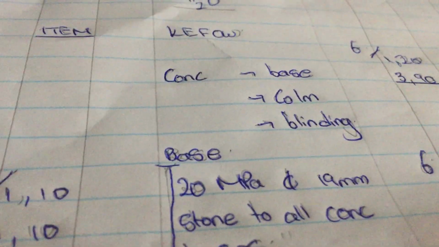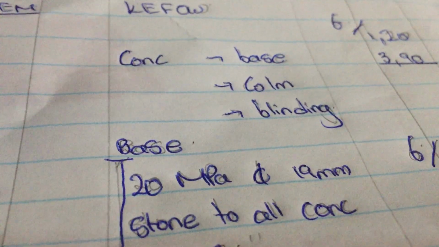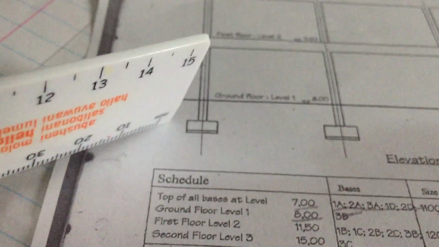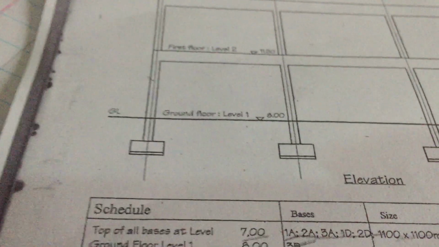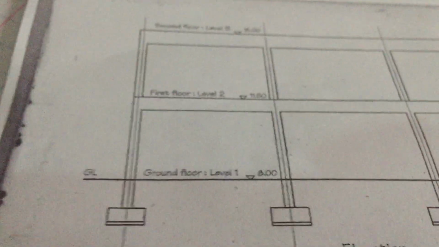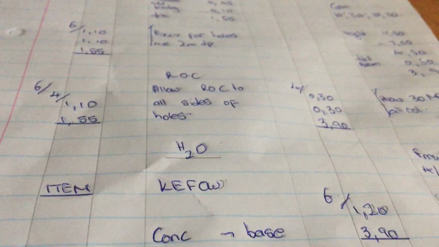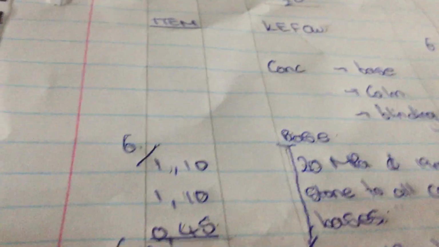So on concrete, what do we need to measure, guys? We need to measure the base, the column, and the blinding. So what is the base, guys? The base is this, it's made of concrete, we need to measure it. The blinding is also measured with concrete, we need to calculate. The column is also made of concrete, we need to calculate. The round beam is also made of concrete, we need to calculate. So we need to calculate everything that has to do with concrete. Without wasting much of our time, let's go to the bases.